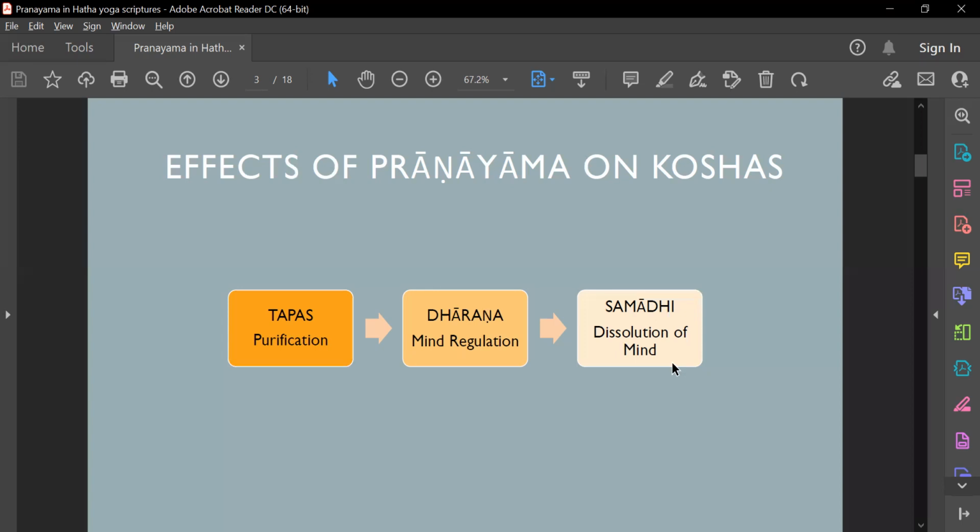And when you go even further, in samadhi, dissolution of the mind happens as the final stage. Samadhi is where the object of focus and the one that is focusing, the seer and the seen, both merge. That may look like a complicated concept right now, but pranayama leads to samadhi and then to moksha. Moksha is the liberation. So pranayama is viewed as the foundation for all these things.